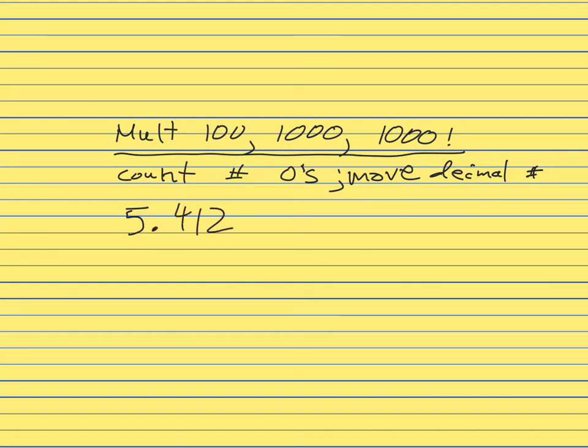5.412, and I'm going to multiply that by 100. So how many zeros do I have here? I have 2. So that means we're going to move the decimal twice. Ready? Here's my decimal. 5.412. 1, 2 spots. So our decimal has to be between the 1 and the 2. So our final answer is 541.2.